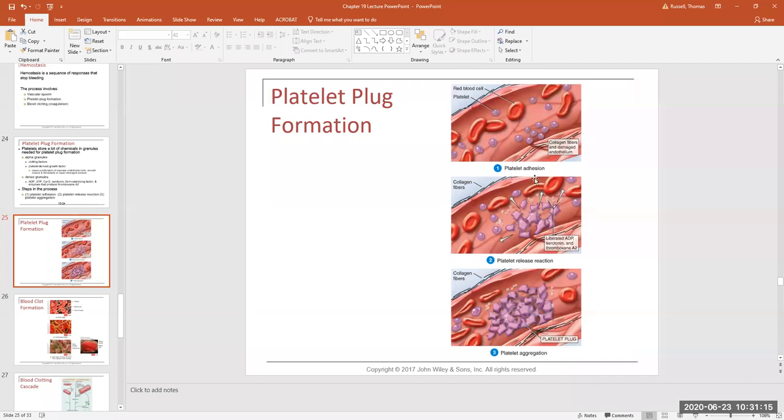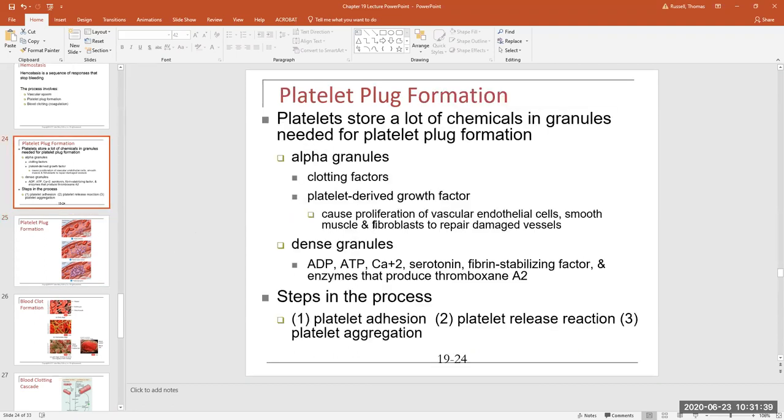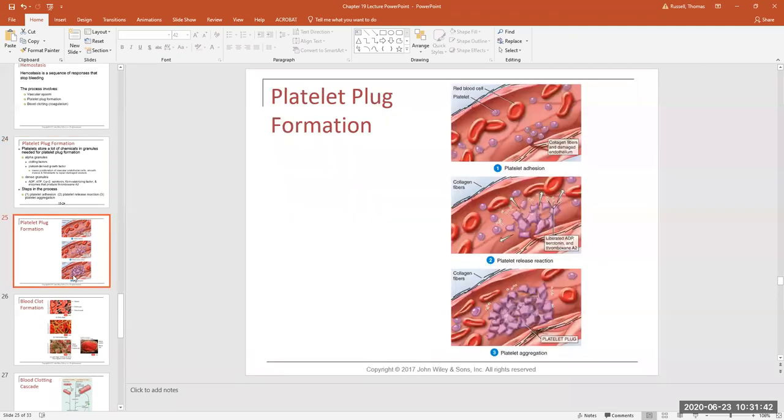So now you see, we go through what's called platelet adhesion. The platelets start to adhere to the site of damage of the blood vessel. They then go through a release reaction. All the alpha granules and the dense granules release their contents: the serotonin, thromboxane A2, calcium, ADP, ATP, stabilizing factor, all of that stuff off of this slide over here. All these clotting factors and compounds are being released during the release reaction. Now, that also helps recruit other platelets to the site of damage, and that's called aggregation.